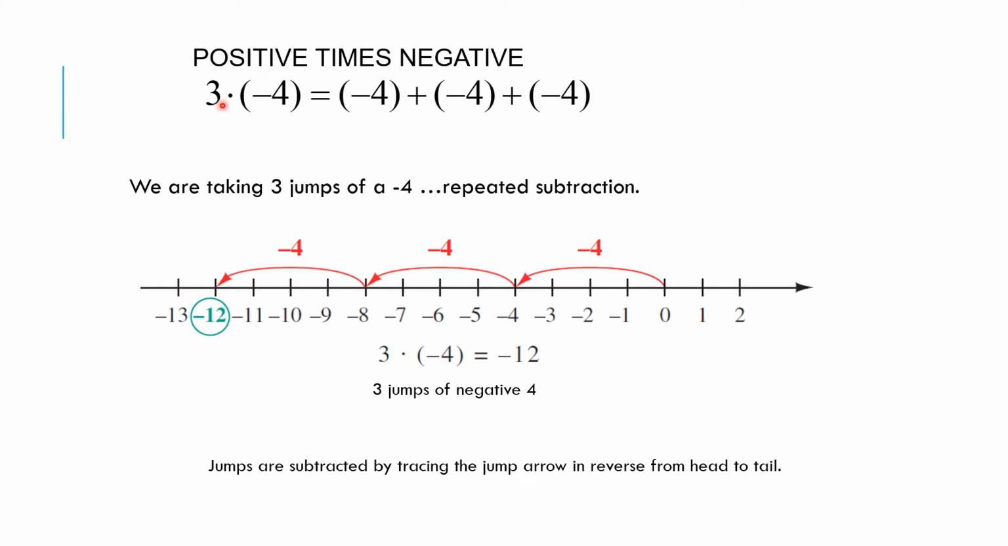Notice again, multiplication is repeated addition, so I'm going head to tail. Whenever we're showing addition on a number line, we go head to tail. Those leftward jumps tell me that I was taking a jump of a negative integer. So I started at 0, did my first jump of negative 4, my second jump of negative 4, my third jump of negative 4. I landed at negative 12.